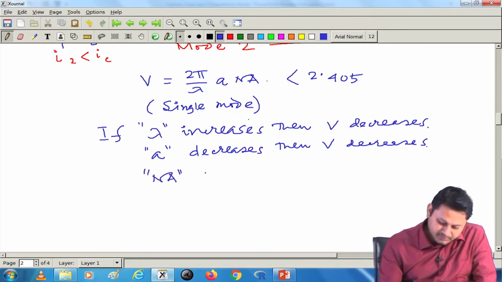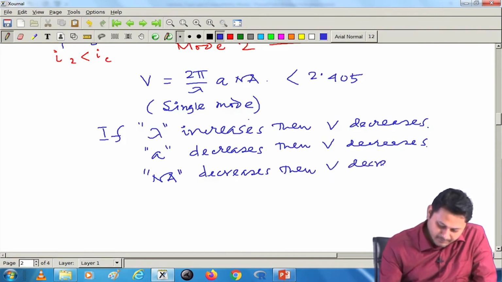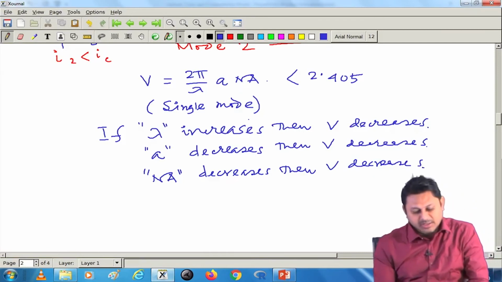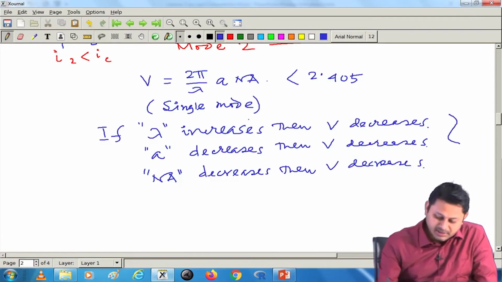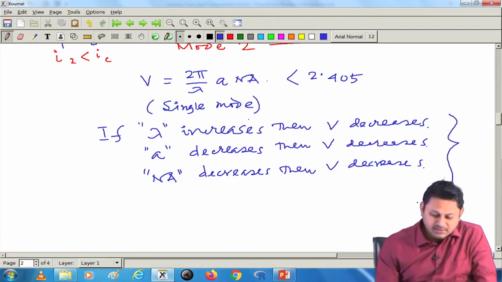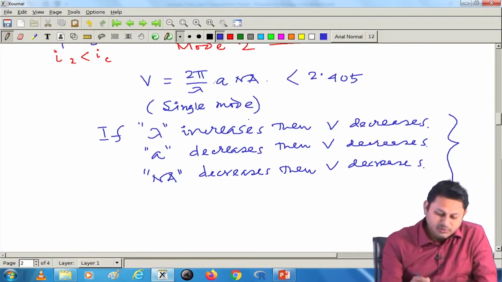If NA decreases, then also V decreases. So, there are three different parameters using which we can reduce the value of V, so that whatever waveguide we are using can behave like a single moded waveguide. In many applications, we require only one mode. So, that is why this definition is very important. And once we have this definition, we can have the idea how the V parameter, which controls whether the waveguide should be single moded or multi moded, can be controlled by the external parameter.